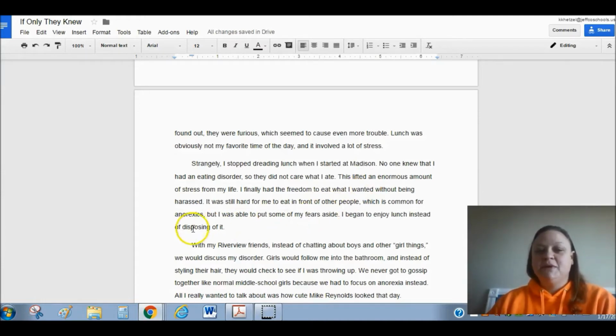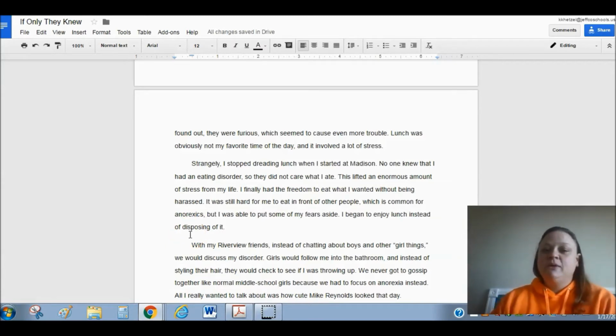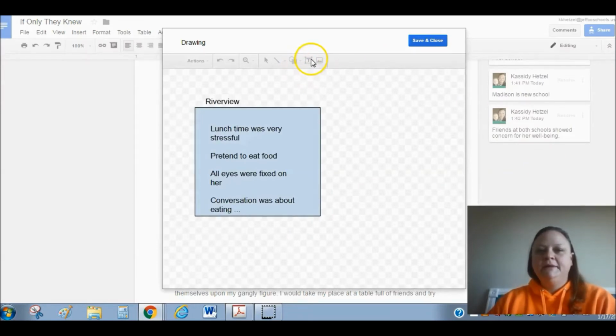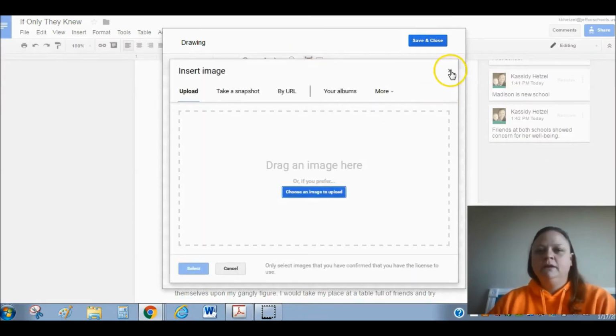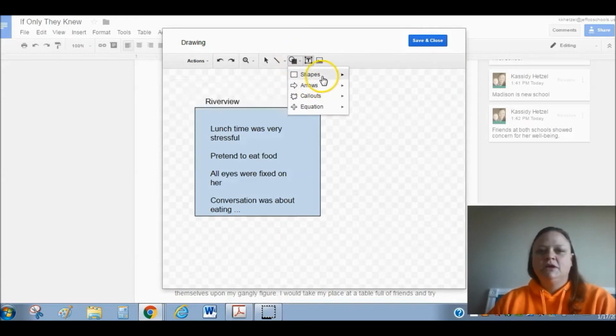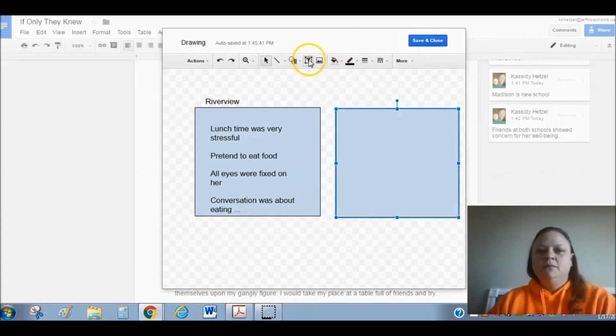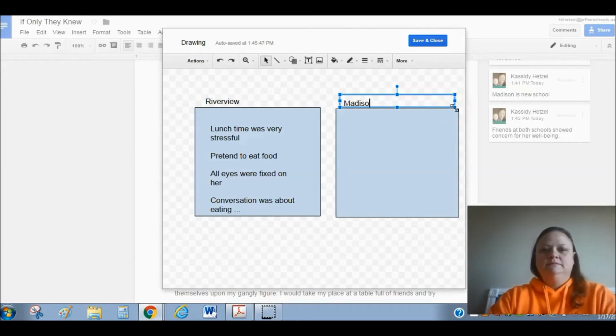And when we're saying disposing of it, she would actually just throw her lunch away. So rather than throwing her lunch away, she actually began to enjoy it. So I'm going to come back up here to this drawing. And now over here, I'm going to make, not a picture. I want another shape. And I'm going to put it over here. And I'm going to put another text box up here. Madison. We need another text box.